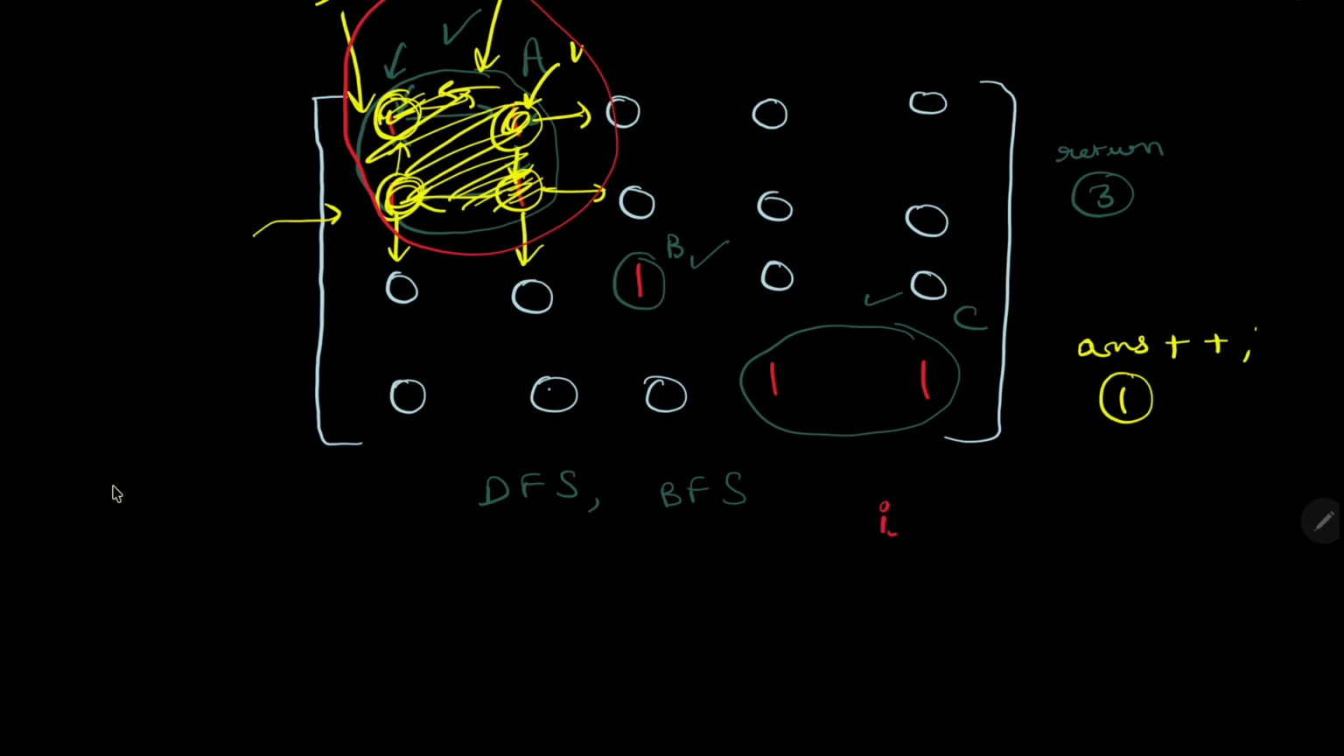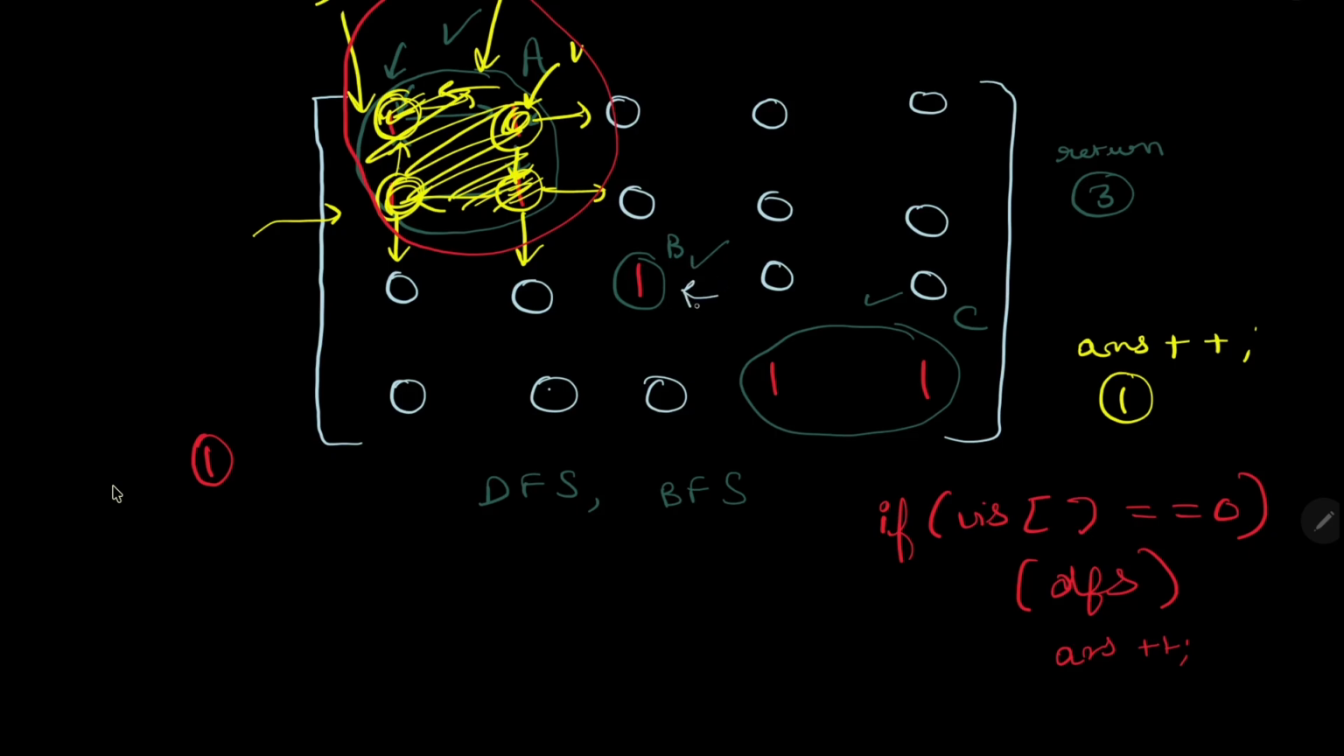Now in the if condition, what we can write is that if visited of some row and column is still 0, then run a DFS again, and after that do our ans plus plus. So what happens here is, once this component gets visited, our ans becomes 1, but still there is some land that has been unvisited. So now we move to this land and we again do our DFS.